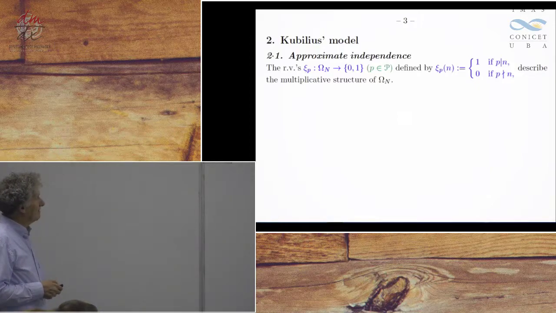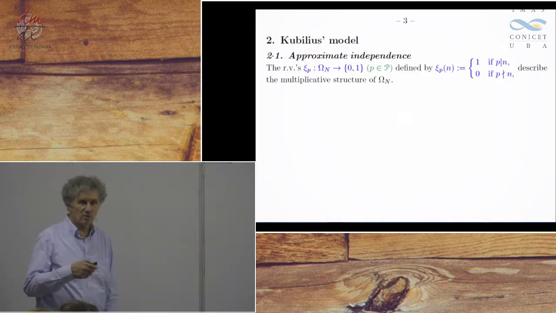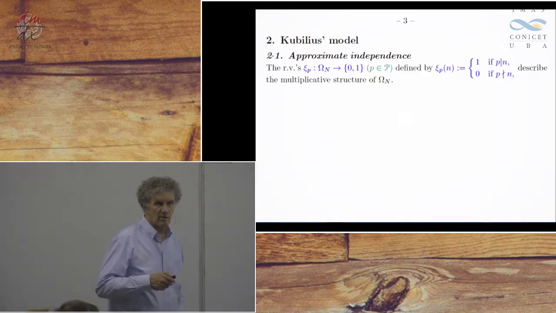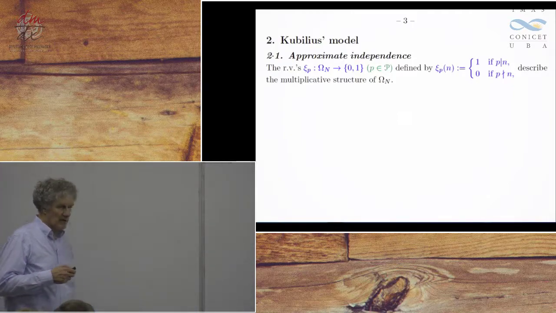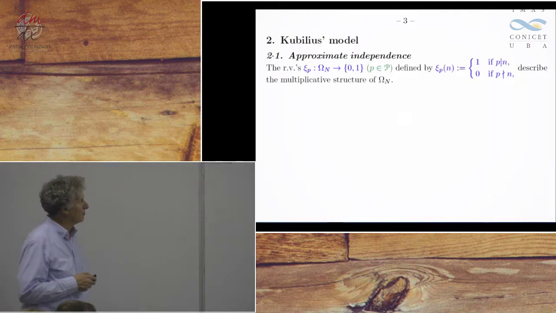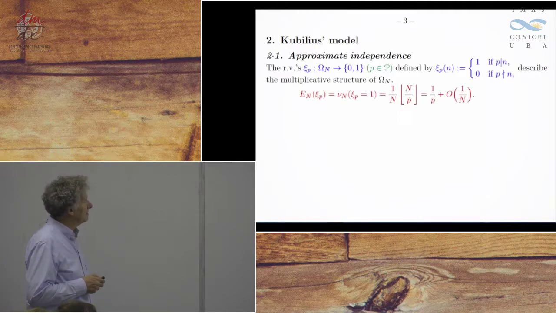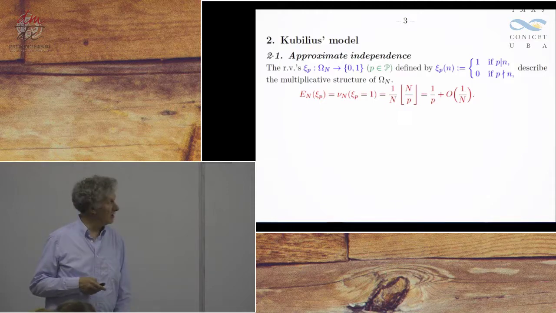And they essentially describe the multiplicative structure of n. I just ignore integers which are divisible by p squared, p to the third, and so on. And if we look at the expectation, then this is 1 over p plus order of 1 over n.